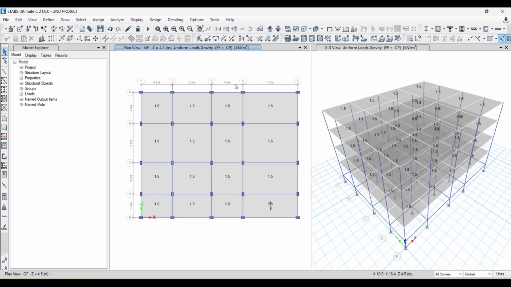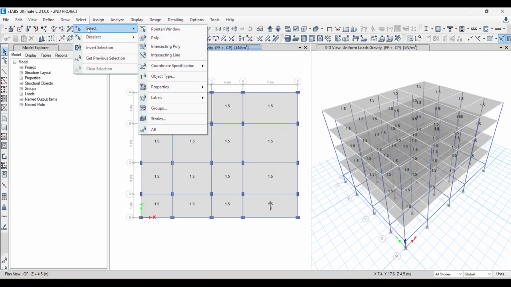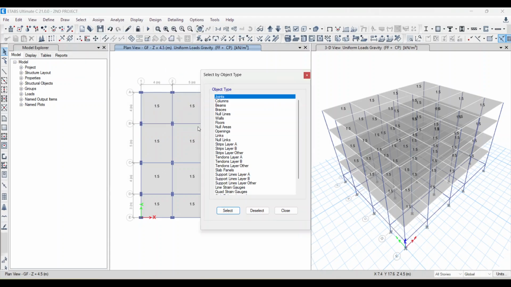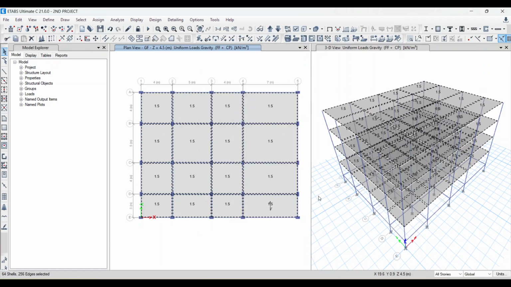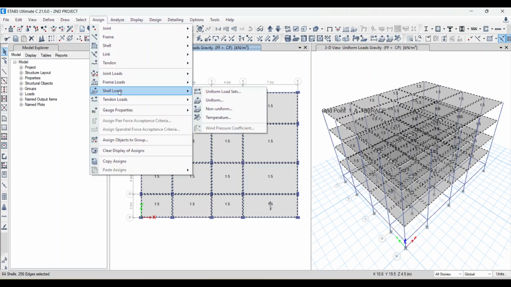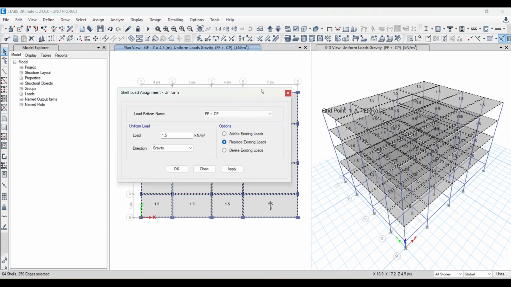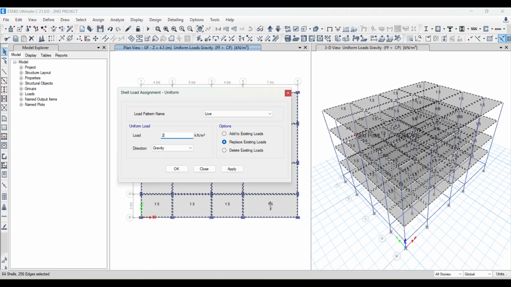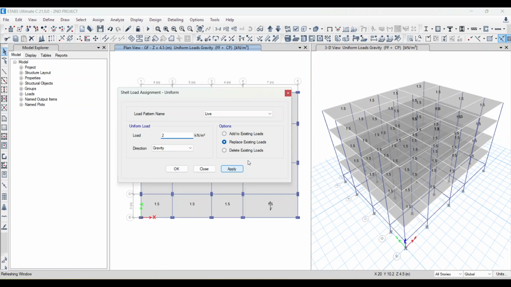Okay, now I want to apply the live loads. So what I will do, I will select the slabs again. Select, object type, floors, select and close. So all floors are selected. I am assigning the same load on the whole structure. I will go to assign, shell load, uniform, and I will select live load from here. Okay, and I will apply 2 kilonewton load for my whole structure. That means on each and every floor. Just apply and okay.